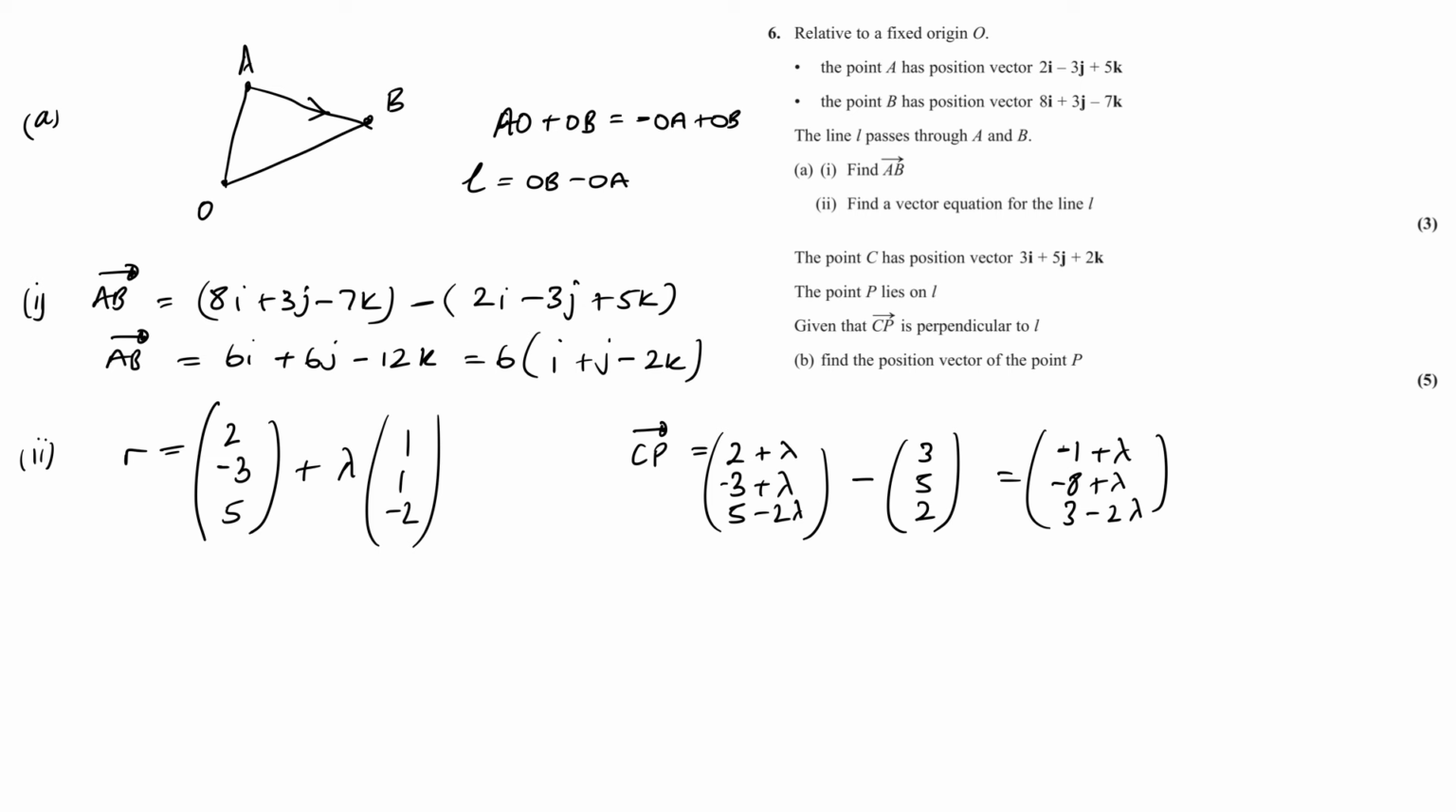Now, we also know that it was perpendicular. So we know a dot b is equal to 0, because cos of 90 is 0. Now, final step. So we've got minus 1 plus lambda, minus 8 plus lambda, sorry, that's plus, isn't it? And 3 minus 2 lambda. And this is going to be times the directional vector of our AB.